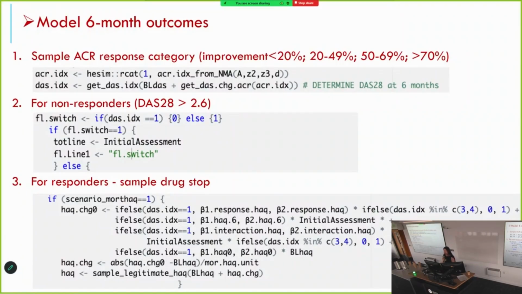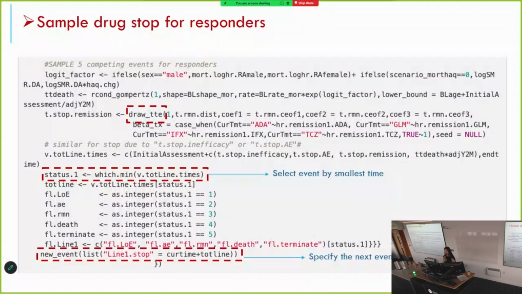For example, here I show an example of a scenario analysis using the utility algorithm based on HAQ, and the HAQ score is associated with an increased mortality hazard ratio. So here I sample the time to mortality based on the Gompertz distribution, conditional on the current survived time point.